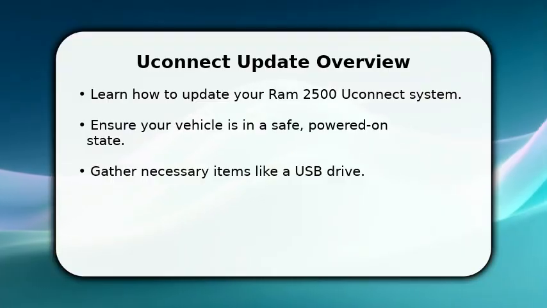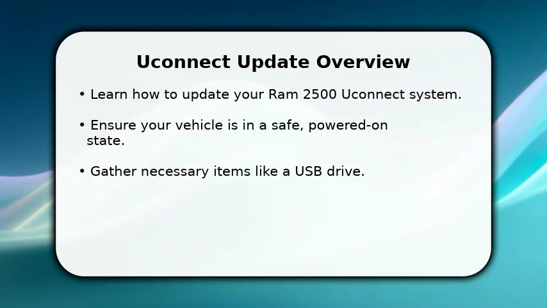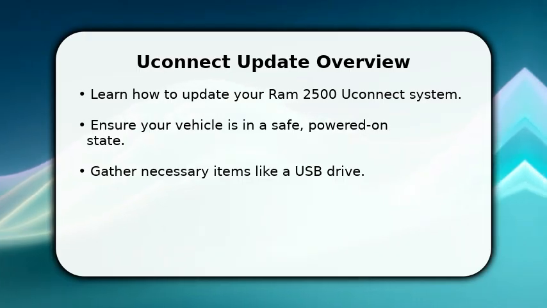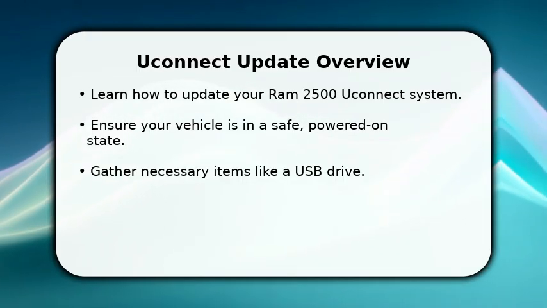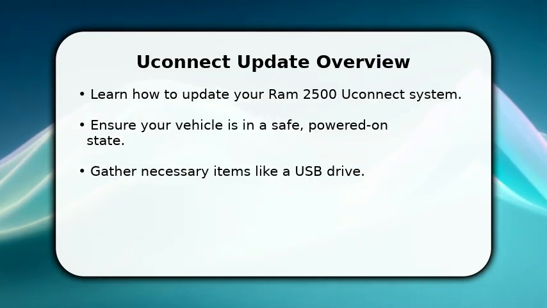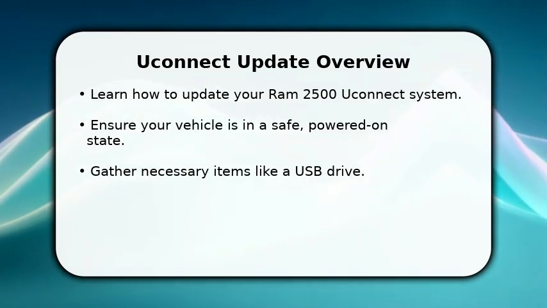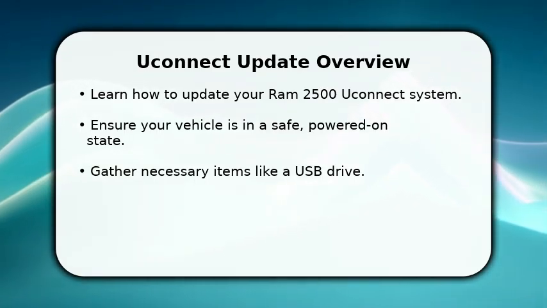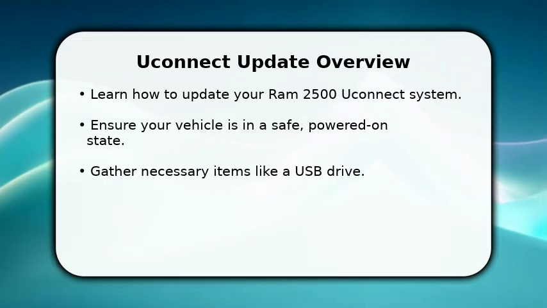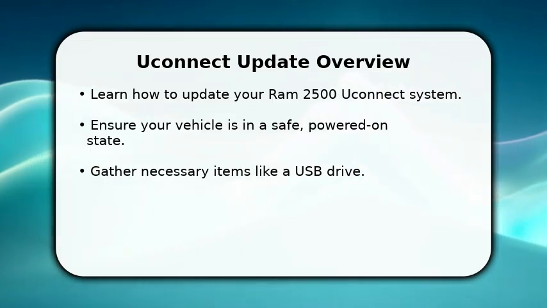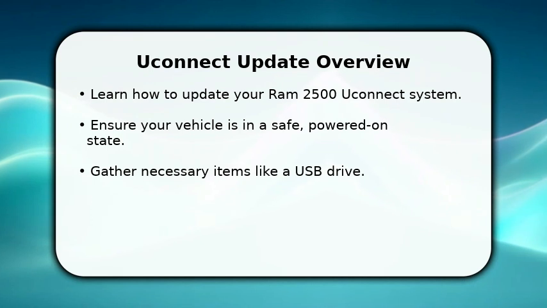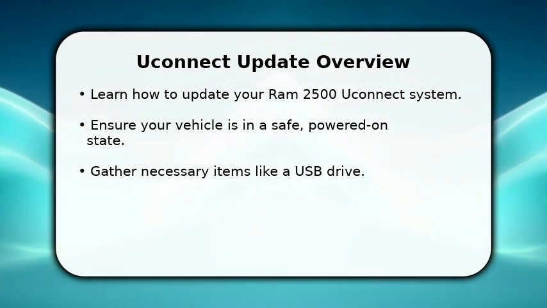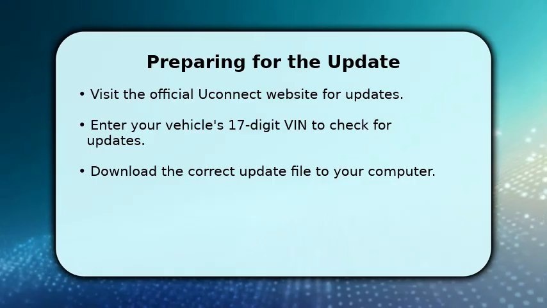In this video, I will explain how to update your Uconnect system in a Ram 2500. First, ensure your vehicle is parked safely and running, or in accessory mode, to maintain power throughout the process. Gather a USB drive, formatted to FAT32, as this will be essential for transferring the update files. You'll also need access to a computer with an internet connection to download the necessary software. Always verify your current Uconnect version before starting. Preparation is key for a smooth update.